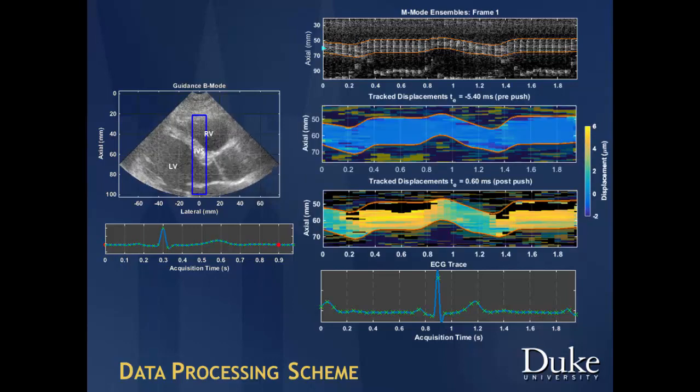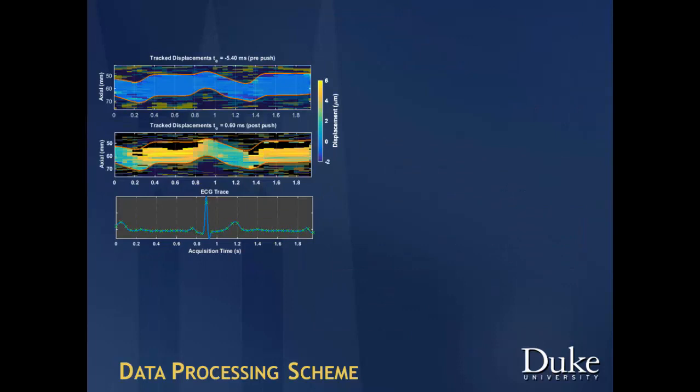As a reference to see how well we're doing at separating this motion from the cardiac motion, which is also quite large, we plot the displacements from before the push, and we see that, okay, yeah, here, they're all below a micron. So in this case, certainly, we're doing a decent job of rejecting the intrinsic motion.